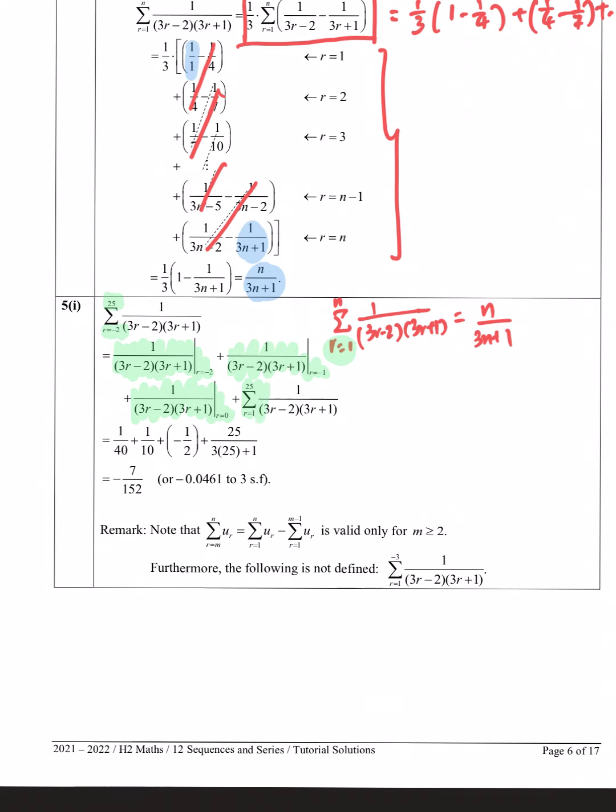Now for this part, I can directly substitute 25 into this expression and get the sum. I can evaluate when r is equal to minus 2, I substitute the r value and I get 1 over 40. So on and so forth for r equals minus 1 and r equals 0. So finally, you get your answer.